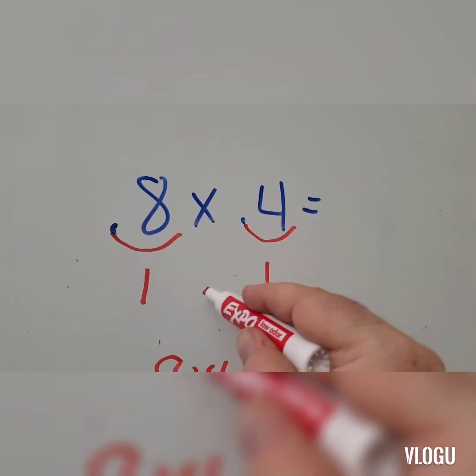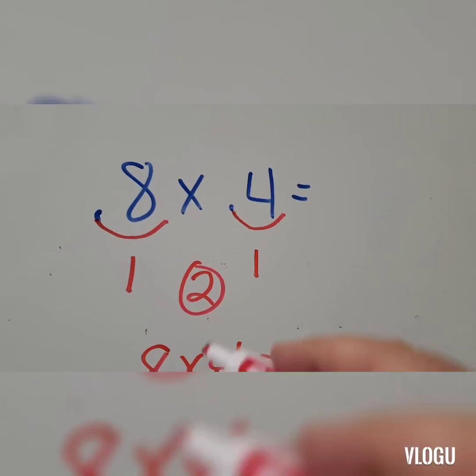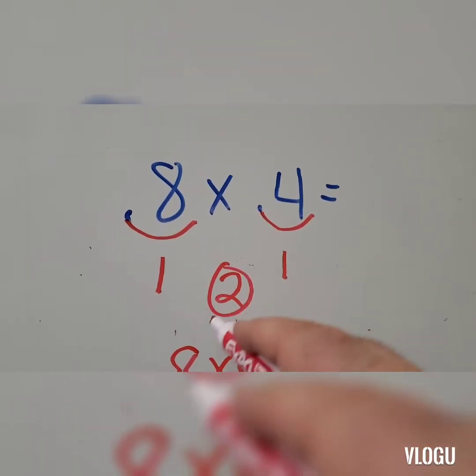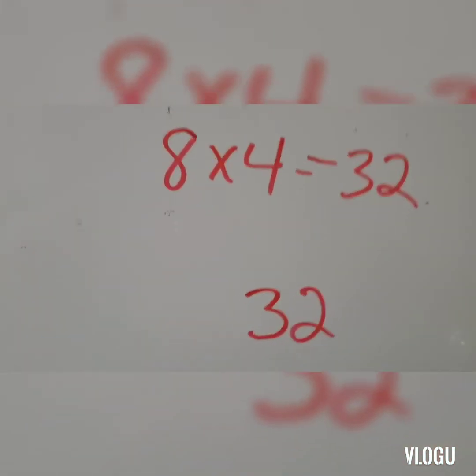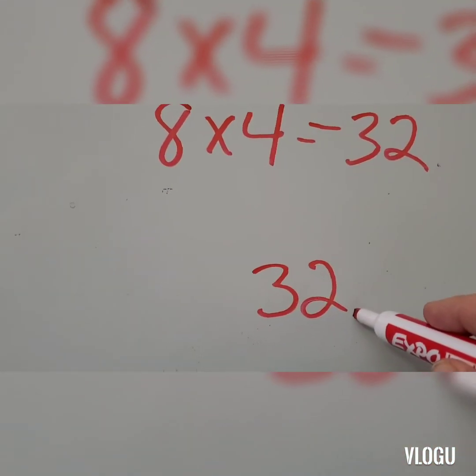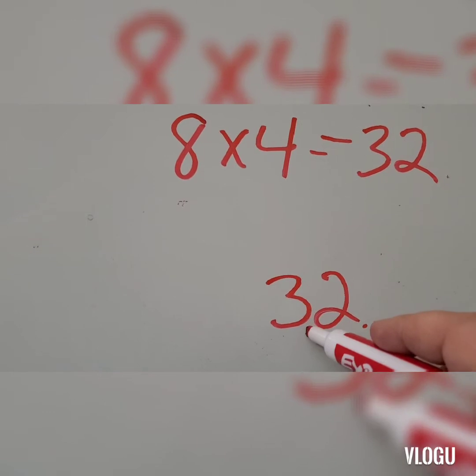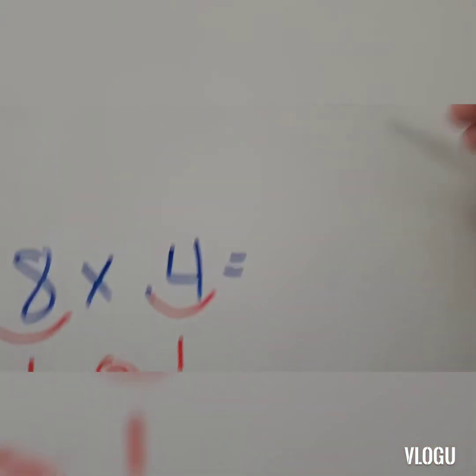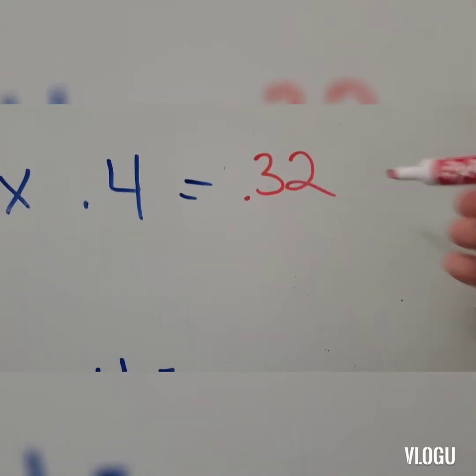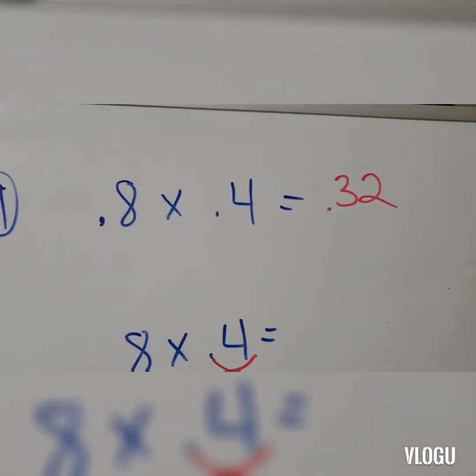But I need to move my decimal back 2 spaces into my answer because I moved 1 plus 1, 2 spaces out. 2 spaces back, my decimal lives here. 1, 2. My total answer is 0.32 or 32 hundredths.